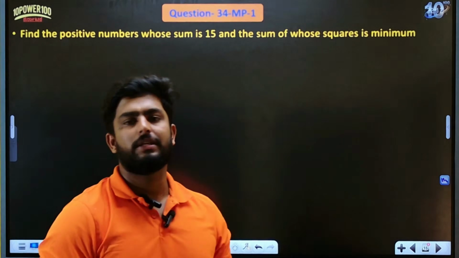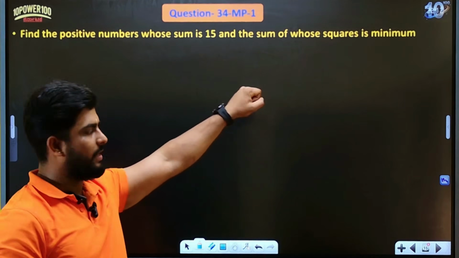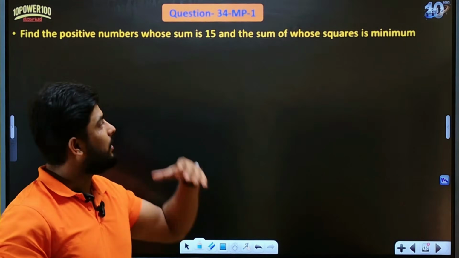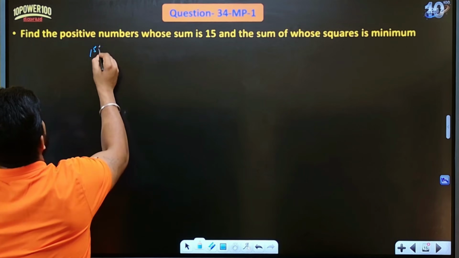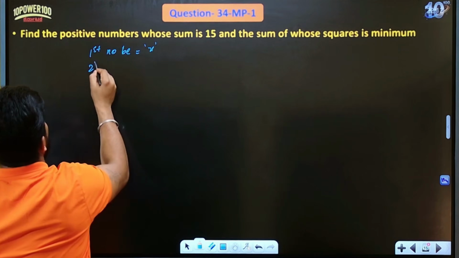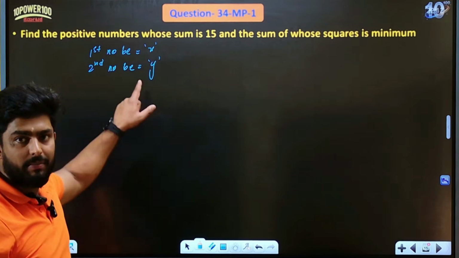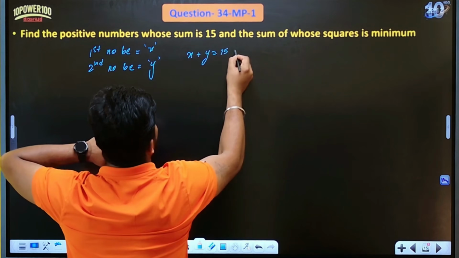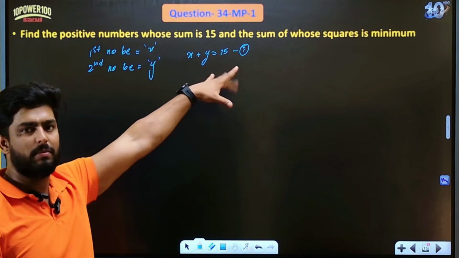So next question is from application of derivatives, okay? So question number 34, model paper question number 1. Find two positive numbers whose sum is 15 and the sum of whose squares is minimum. So you have to consider the first number to be x, and the second number to be y. We have to write both. So the sum of them is x plus y is equal to 15. So now take this as equation number 1. This basic work must be done first. If you write this much, you get 1 mark.